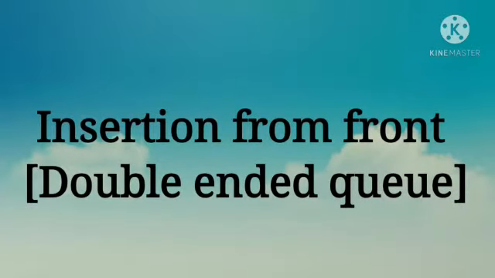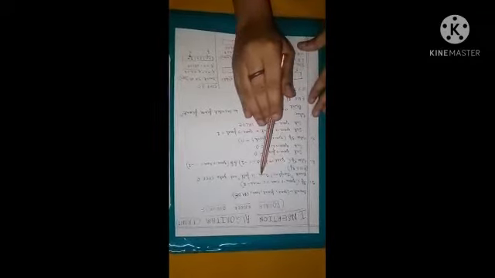Today's topic is about insertion from the front of a double-ended queue. So here let's study the insertion from the front side of the double-ended queue. In the first condition, it will check whether our queue is full or not. If our queue is full and we still want to insert more elements into it, then definitely it will give us the overflow condition. In the next step, it will check whether our queue is empty. If our queue is empty, then perfect, no issue, we can insert elements into it.